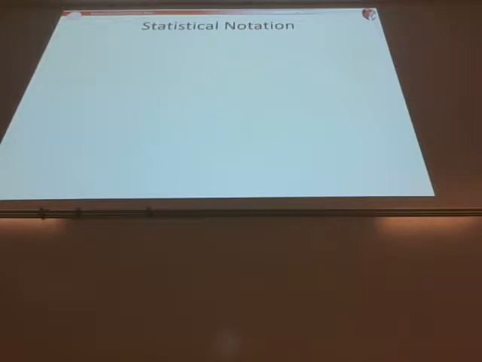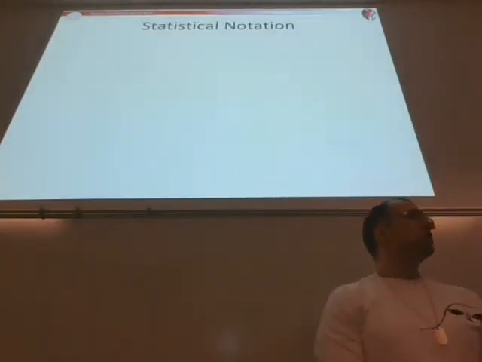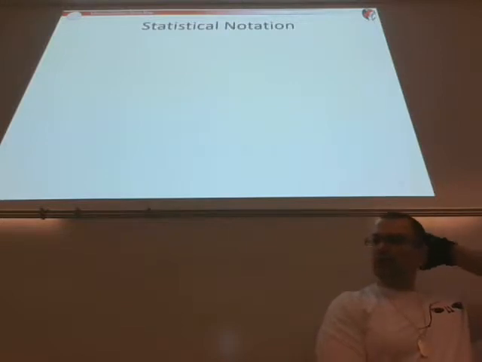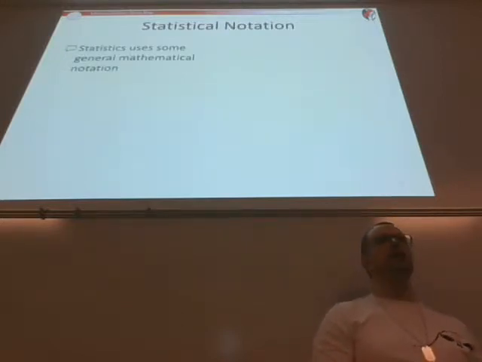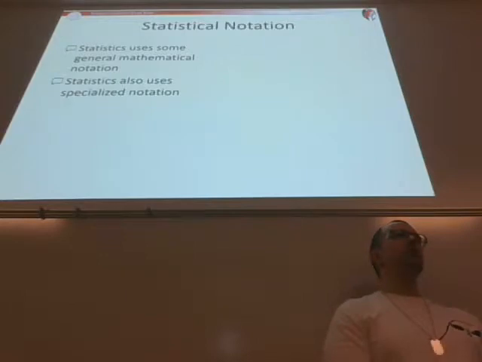Statistical notation. Let's start with our first thing that we're going to practice, our first wax on, wax off task here. So we're going to start off with statistical notation. And statistics uses a lot of general mathematical notation. So you're going to see plus signs, you're going to see divide signs, you're going to see multiplication signs, you're going to see numbers. So we use a lot of the same notation in statistics that we do in mathematics. But we also use some specialized notation that's been used mostly in statistics.